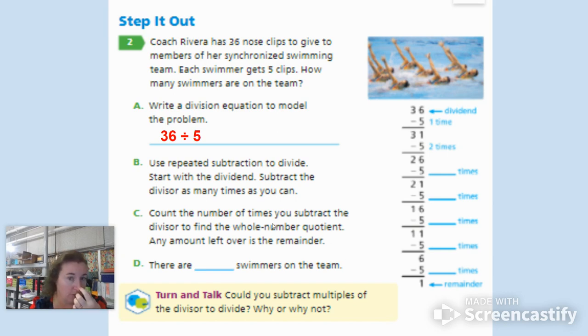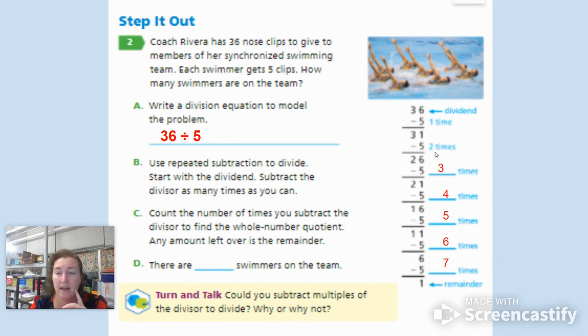So if we want to do 36 divided by 5, if we just keep subtracting 5 over and over again, we should be able to get the answer. It says use repeated subtraction to divide. Start with the dividend. The dividend is 36. Subtract the divisor as many times as you can. The divisor is 5. We're going to subtract 5 over and over and over again. And then we're going to count the number of times we subtract.